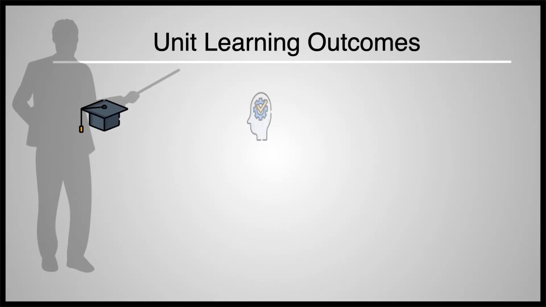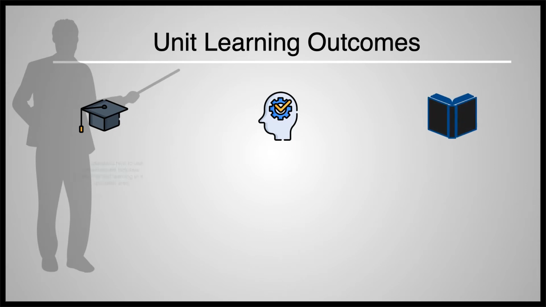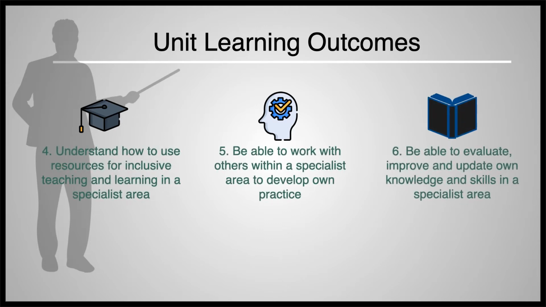Learning outcome 4 looks at understanding how to use resources for inclusive teaching within your specialist area. Learning outcome 5 looks at your ability to work with others within your specialist area to develop your best practice. Learning outcome 6 looks at your ability to evaluate, improve, and update your own knowledge and skills within your specialist area.